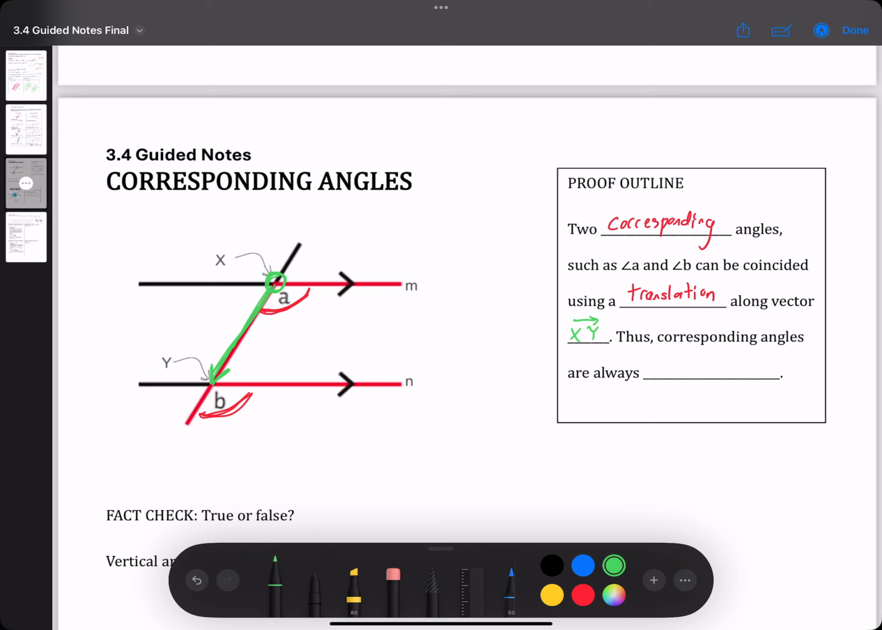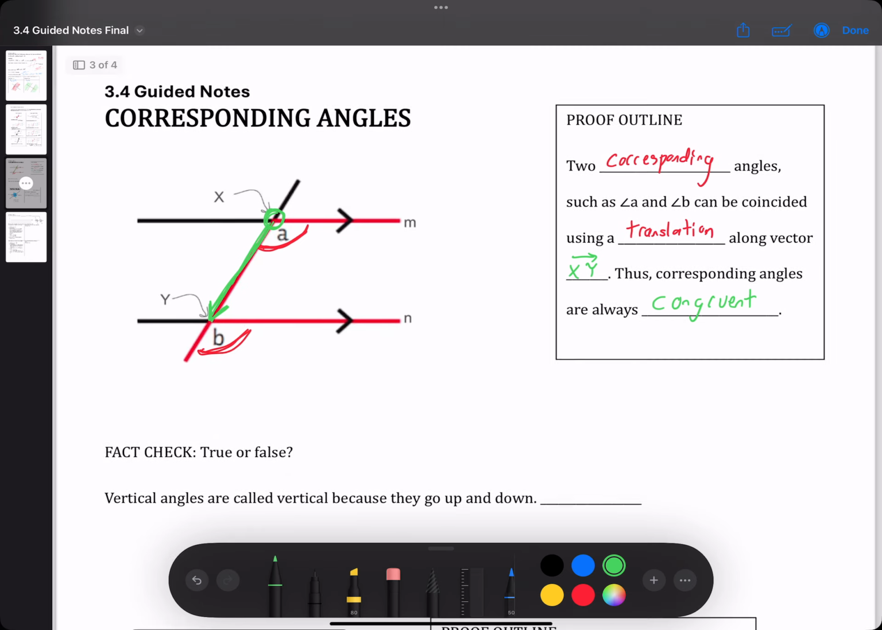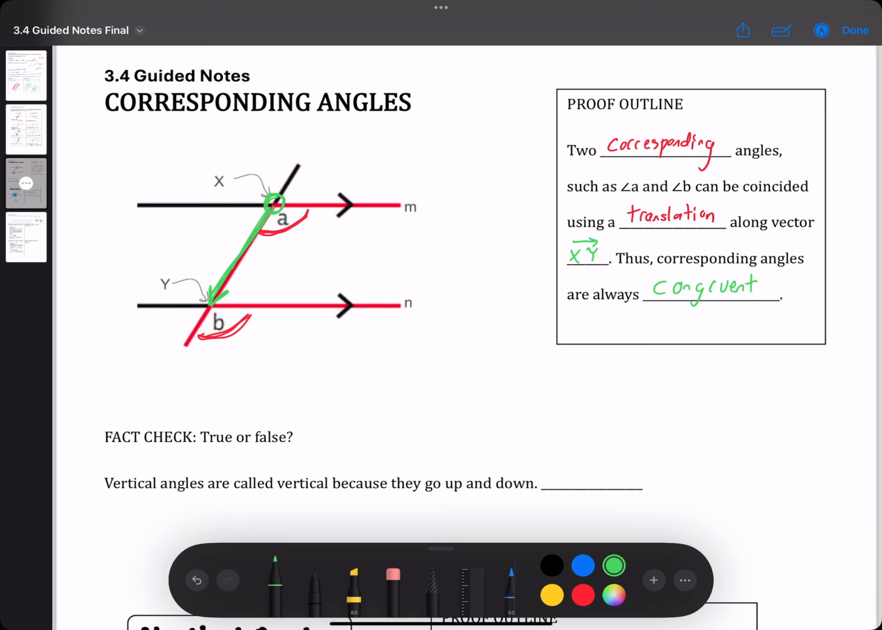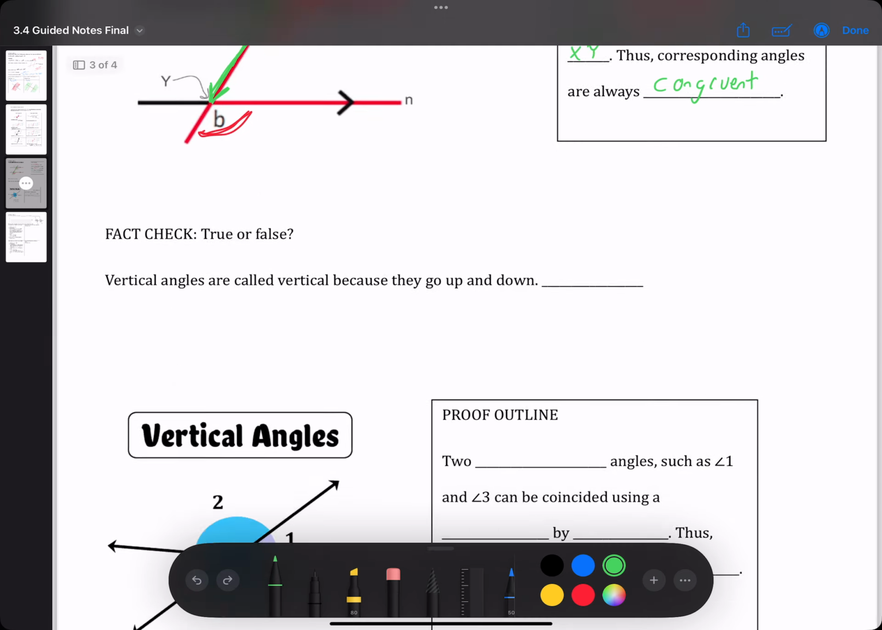Thus, corresponding angles are always what? They're always congruent to each other. Because congruent means that they can be coincided using rigid motions, and in this case, it's a translation. So we think about being able to pick this angle up, move it down here using a translation, and ending up on top of angle B. Since A and B correspond with each other using rigid motions, that makes them congruent.